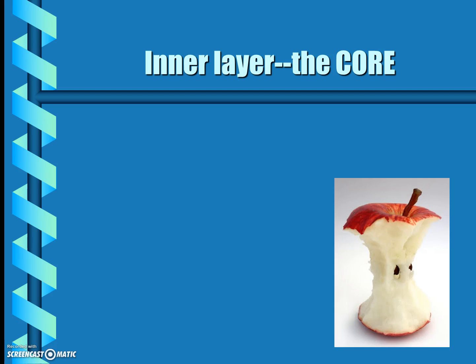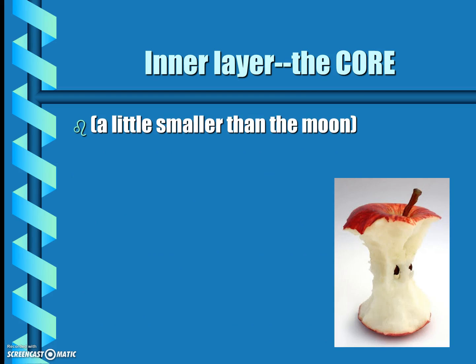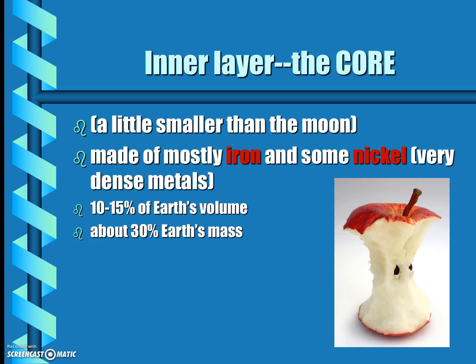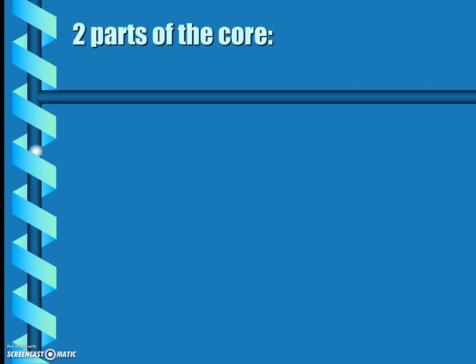The inner layer is the core, and the core is broken down into two different layers. It's a little smaller than the moon, so if you want to think about it, we do have kind of a moon-looking thing inside of the Earth. It's made of mostly iron and some nickel, which are very, very dense metals. It's about 10 to 15% of the Earth's volume. It's about 30% of the Earth's mass.